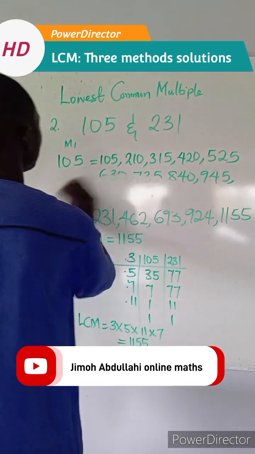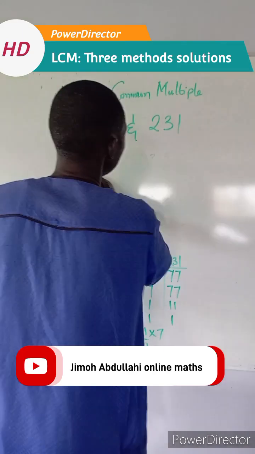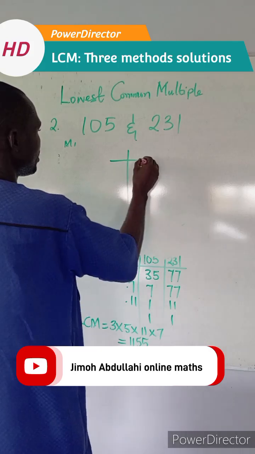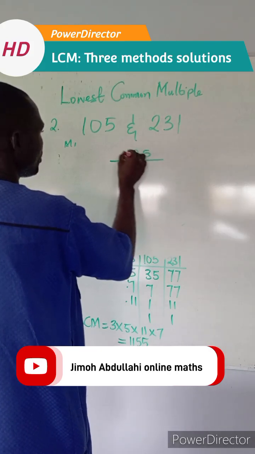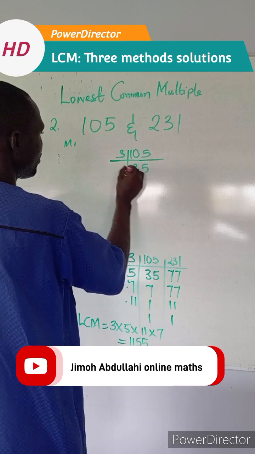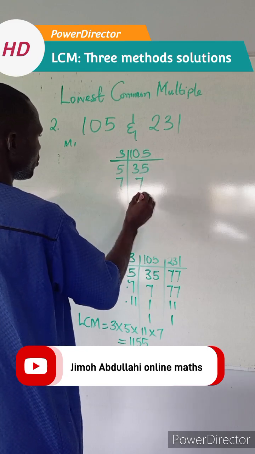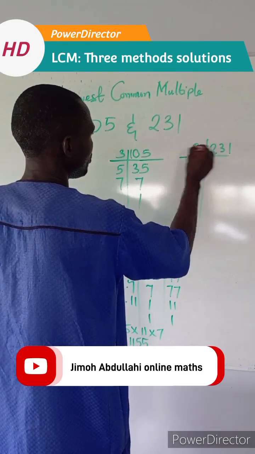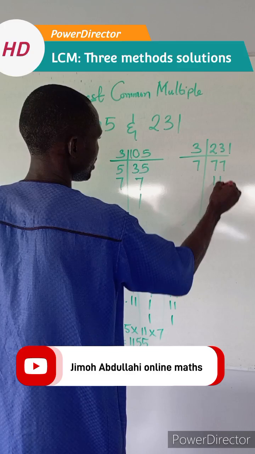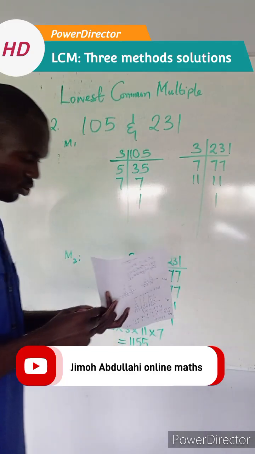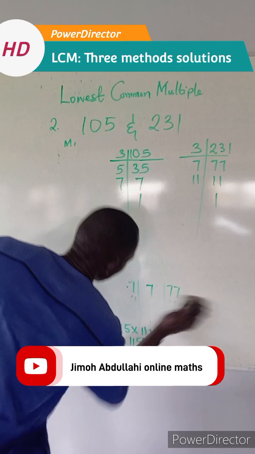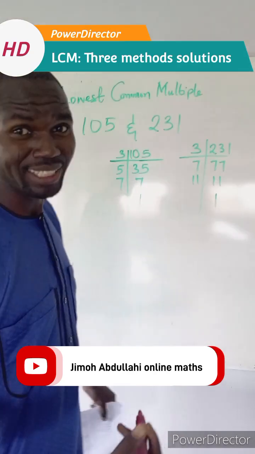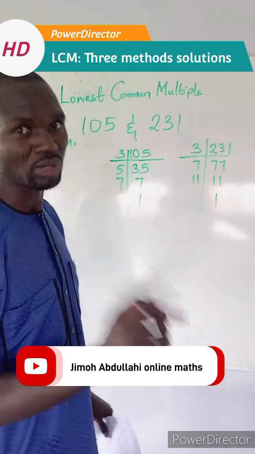Then the third method is to divide them individually. That's 105. 3 goes here, 35. 5 goes here, 7. 7 goes here, 1. Then 231. 3 goes here, 77. 7 goes here, 11. 11 goes here, 1. So how do we now get the LCM? Now, this is why this method is somehow tricky, and that's why students are finding it very difficult to understand this particular method. I will tell you why today.